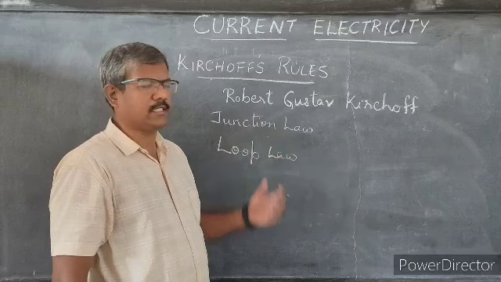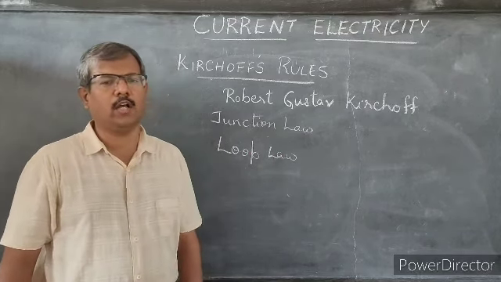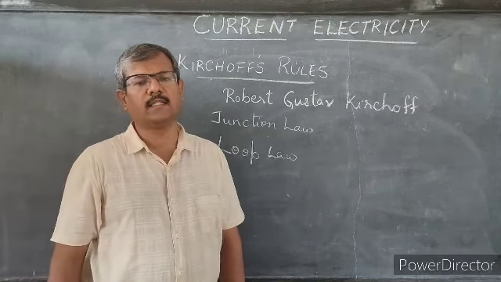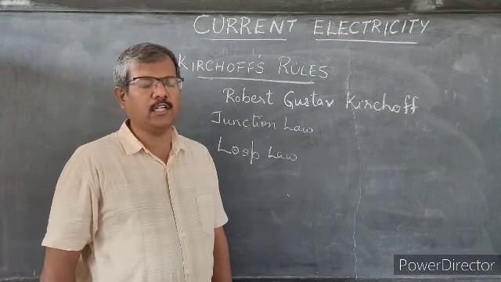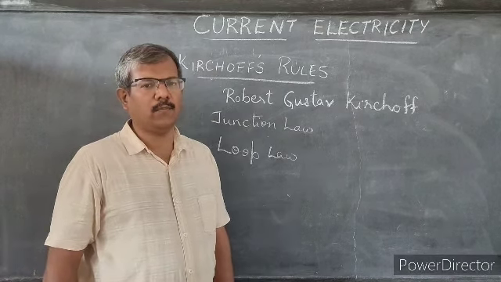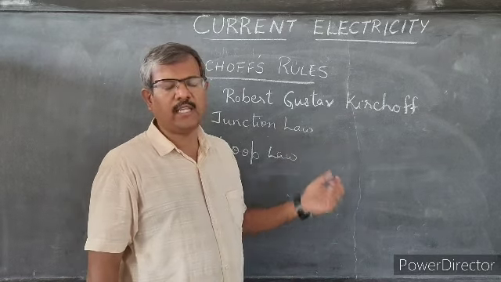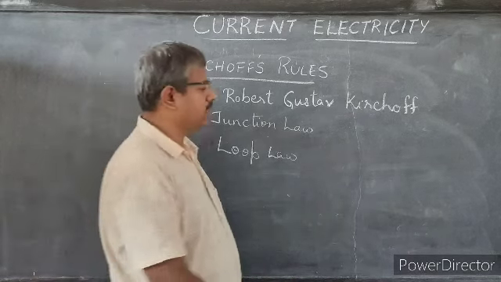So what does the junction law state? The junction law applies mainly to the currents at a junction. So what's a junction? A junction is a point where two or more wires meet up. So the junction law basically states that the total sum of currents arriving at a junction is equal to the sum of the currents leaving the junction.